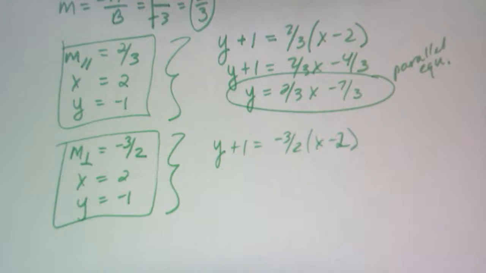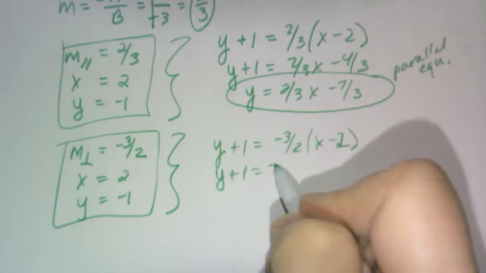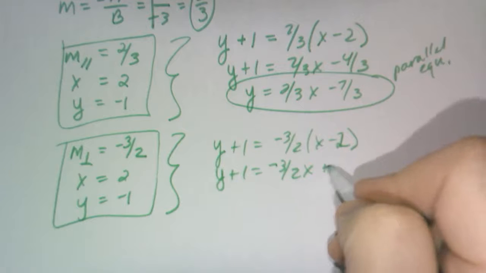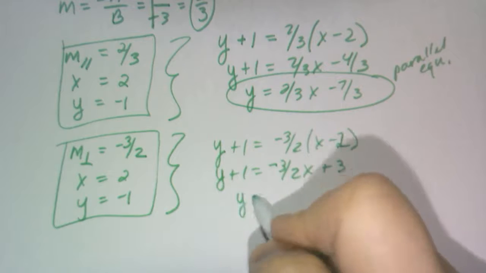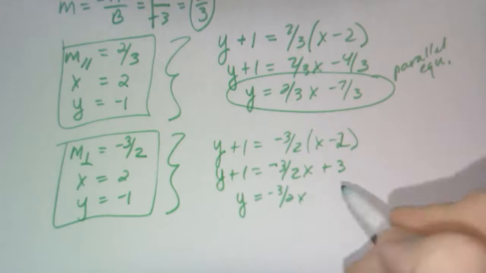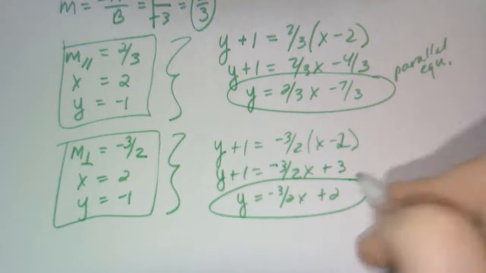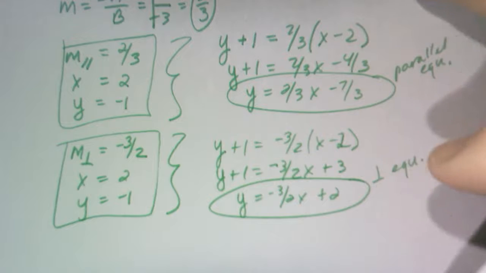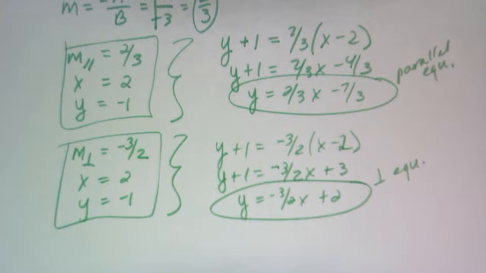And what does that make? +3? So -1 is +2. This is the perpendicular equation to that line through the point 2, -1. Crazy, but true. All right.